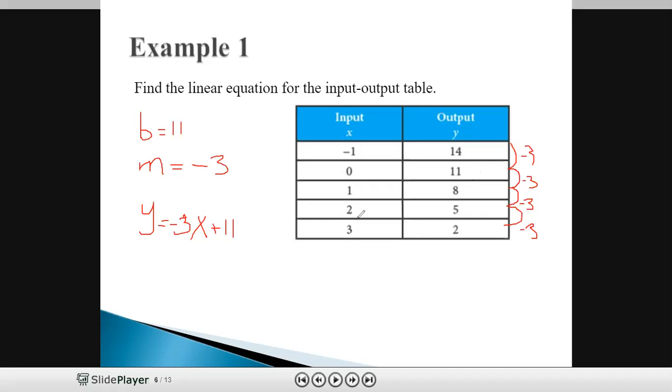If you want to pick up any two ordered pairs, let me check with you so you don't get confused. If you have negative 1, you can pick negative 1 and 14, and the second ordered pair is 0 and 11. Then I'm going to write 11 minus 14 over 0 minus negative 1, which means 0 plus 1. So the answer by the end will be equal to negative 3.